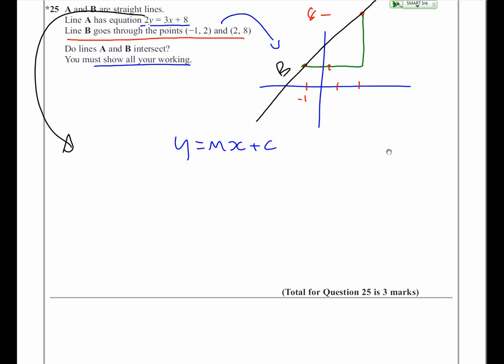Okay, so from 2 to 8, it's gone up 6. From -1 to 2, it's gone across 3. So the change in y over the change in x is the gradient, which is 6 over 3, which is 2.